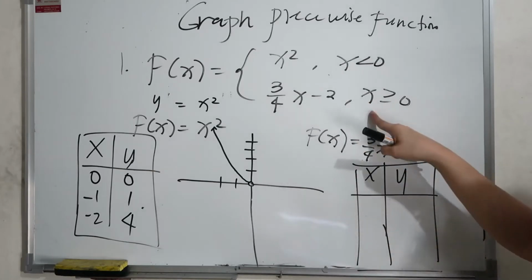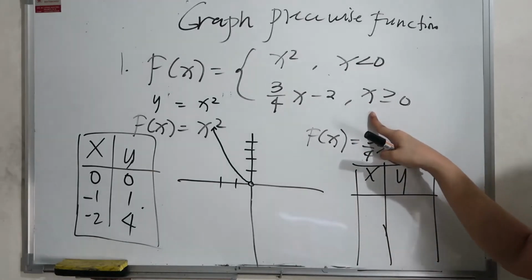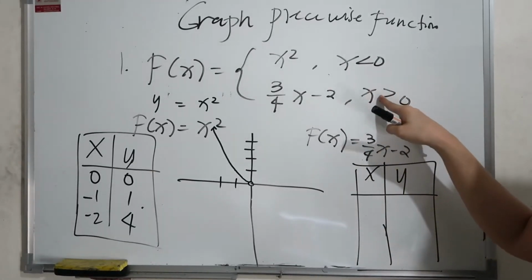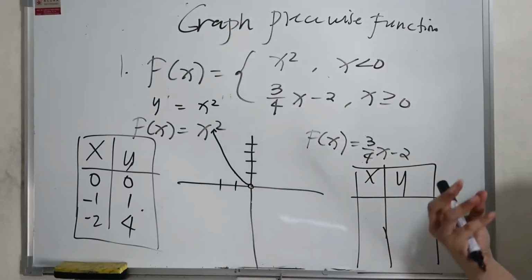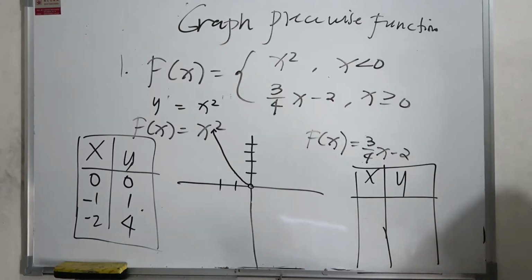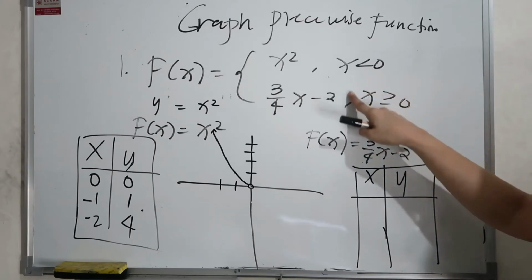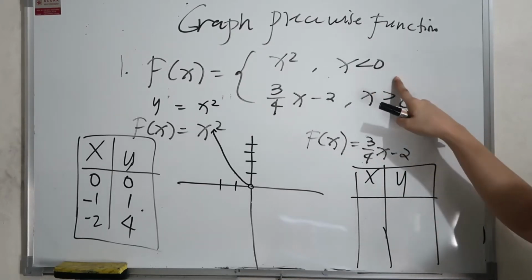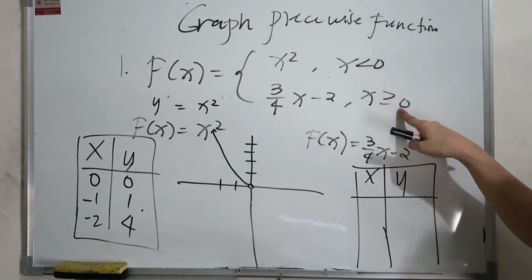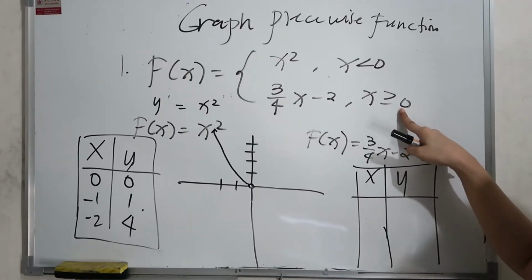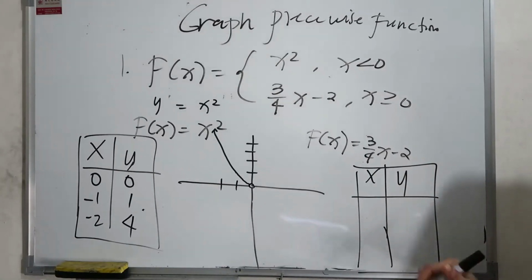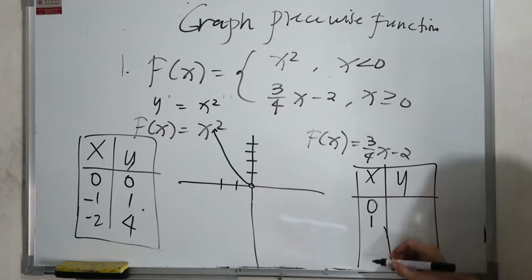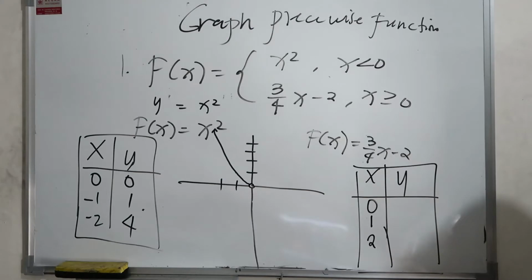Go back to the condition of your second function. The condition of the second function is x must be greater than or equal to 0. So we need to choose the values of x which satisfy this condition. What are those values that we need to choose? We need to choose 0 to positive infinity. So we have 0, 1, 2, and so on. It's up to you.